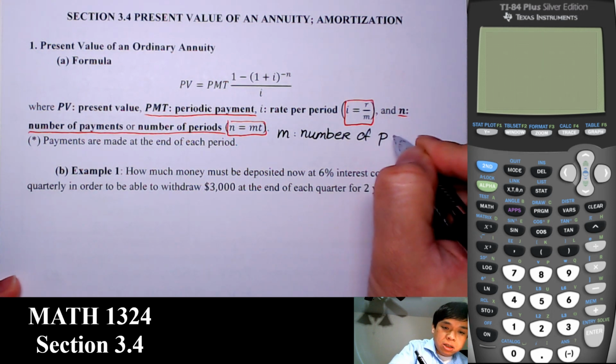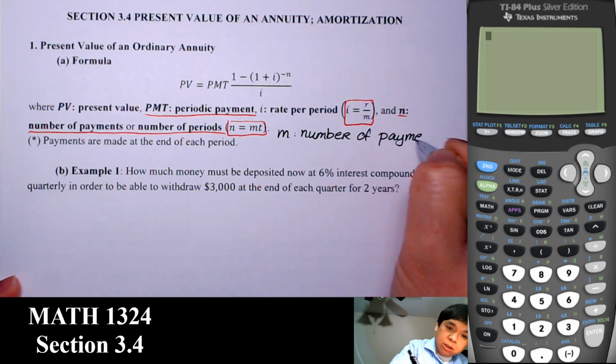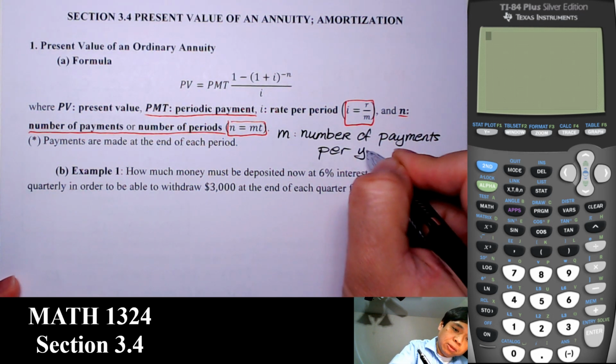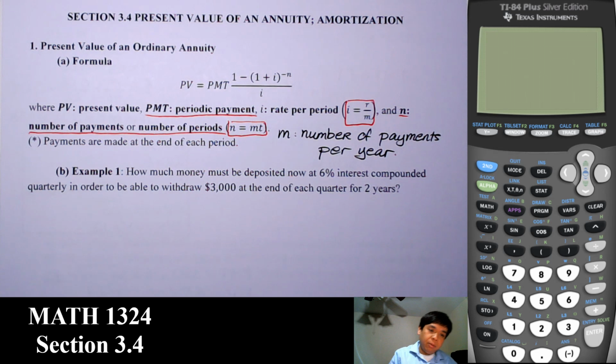M is the number of payments or periods per year. And payments are made at the end of each period. So of course that's the formula, but what does it actually calculate?